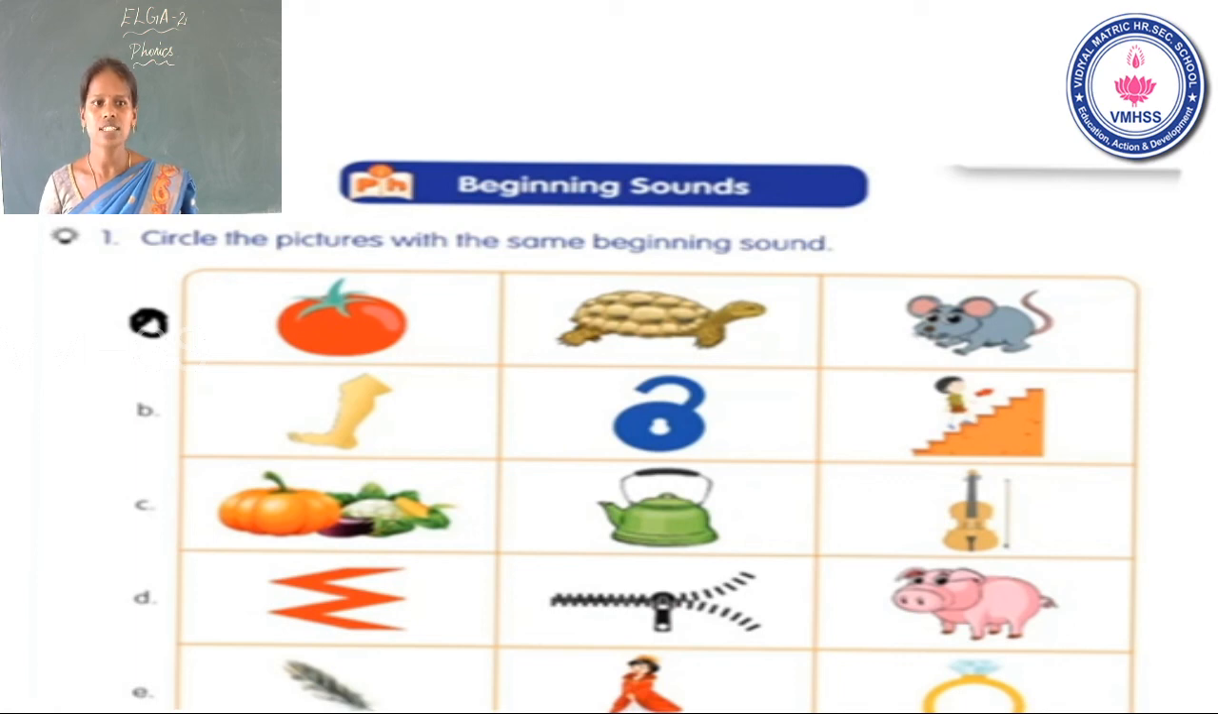Which one is matched? Yes, the first one and second one have the same beginning sound. Yes or no? Yes. First one, tomato. The beginning sound, t. Second picture, turtle. The beginning sound, t. The two pictures have the same beginning sound. So you circle the tomato picture and the turtle picture.